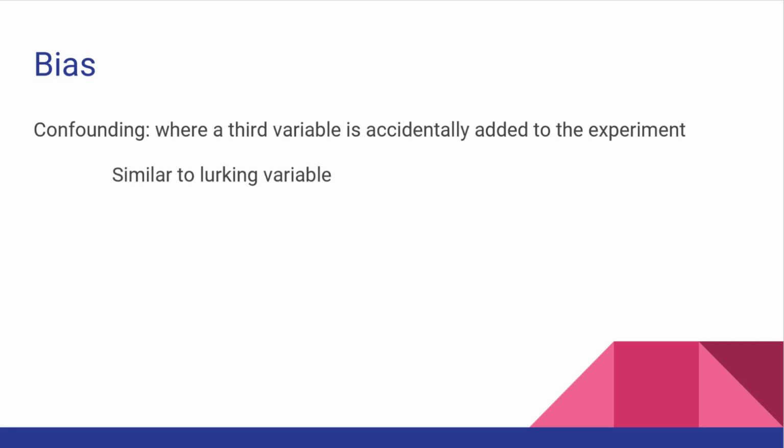One more thing about bias is a term called confounding. This is when a third variable is accidentally added into your experiment, one that you did not mean to put in there and therefore have no control over. Going back to the tomato experiment, this would be like if we had our tomato plants and we're using heat lamps for their sunlight, right?